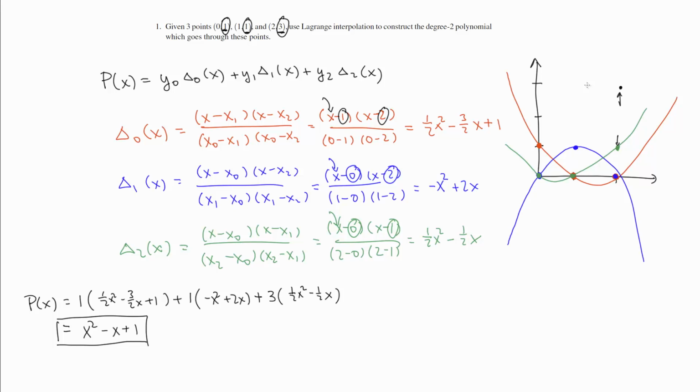Now adding these three polynomials together will give us a point here, a point here, and a point here, which are exactly the 3 points required in the problem.